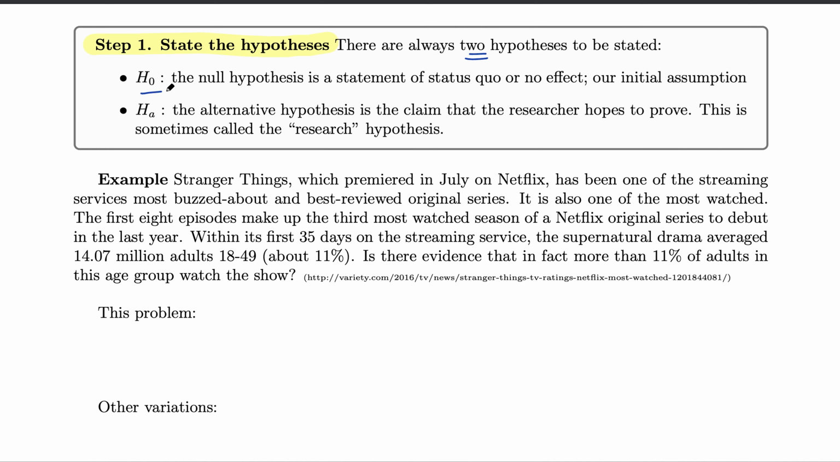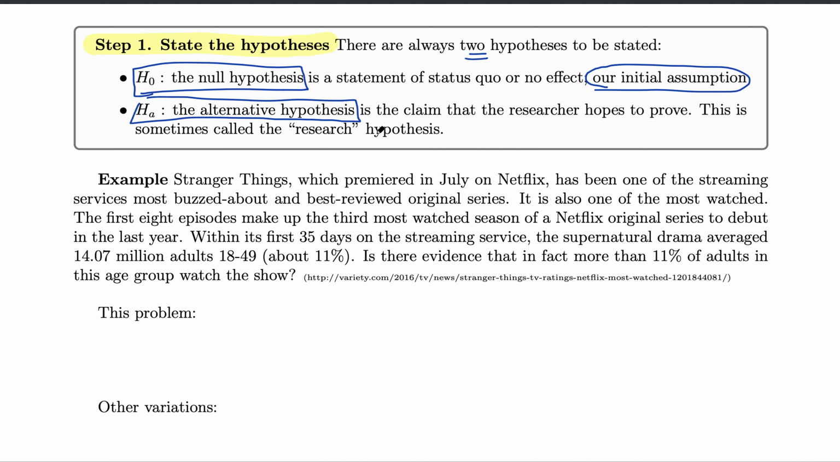The first one, H0 or H naught, is our null hypothesis. You always write that one down first, and you can think of this as our initial assumption. We're going to write down something we're going to assume is true through all of our calculations and see if we can prove otherwise. So H naught, think initial assumption. Then HA, the alternative hypothesis, is where our research claim goes. You can think of HA as our research hypothesis. This is the thing we're trying to prove.